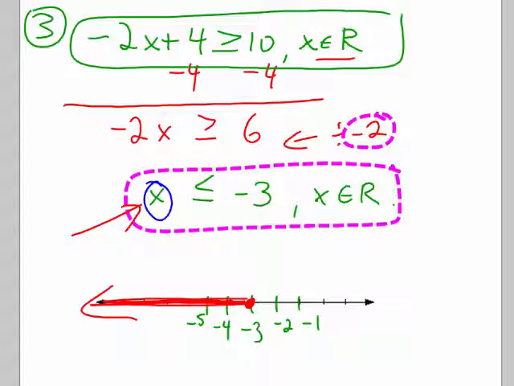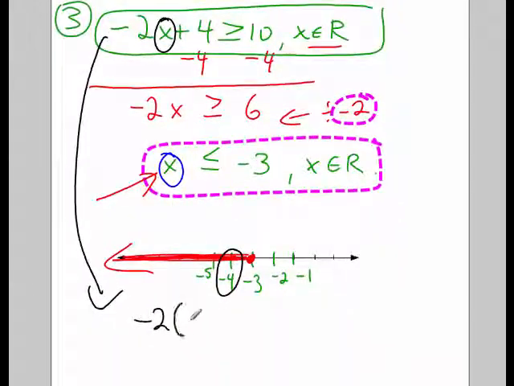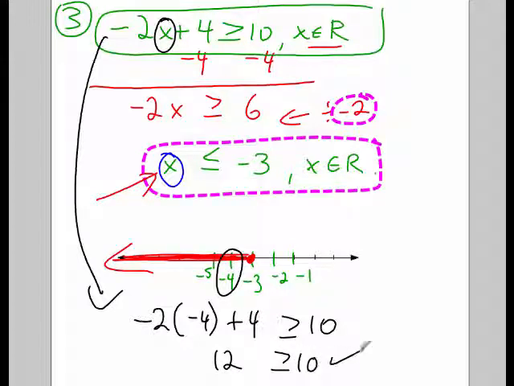So let's take a number in my shaded region. Let's take, for example, -4. It's in the shaded section, so if I substitute that in here, I should get a true statement. Let's work it out down here. So -2 times -4, which is my test number, is 8. Plus 4. That would make the left side 12 and the right side is 10. Yes, that's a true statement. And so my solution looks correct.